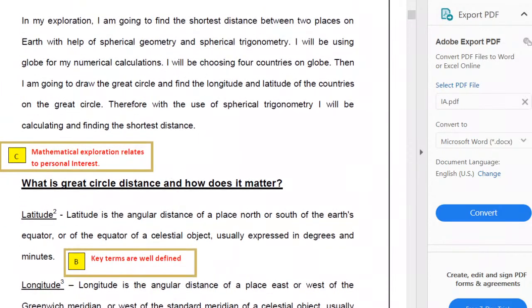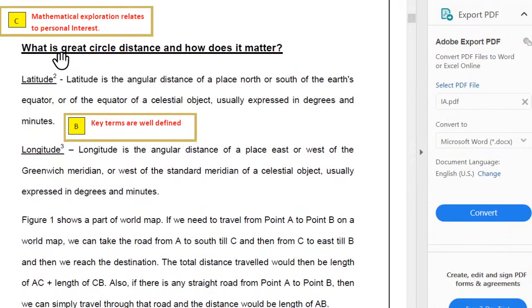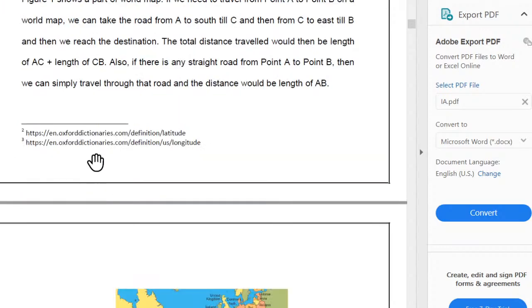So it says related to personal interest. It's not exactly what personal engagement is about. It's written specifically for the previous syllabus. What is great circle latitude? So we have some definitions. Latitude. Figure 1 shows part of a world map. So we're explaining the problem.